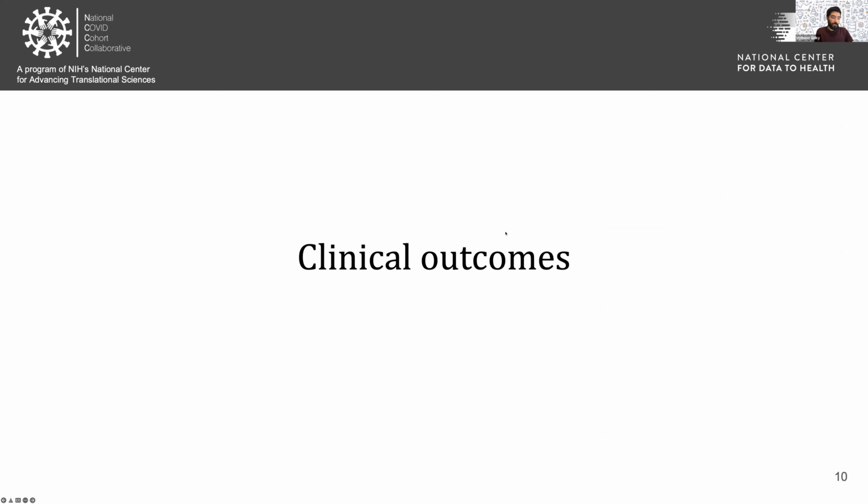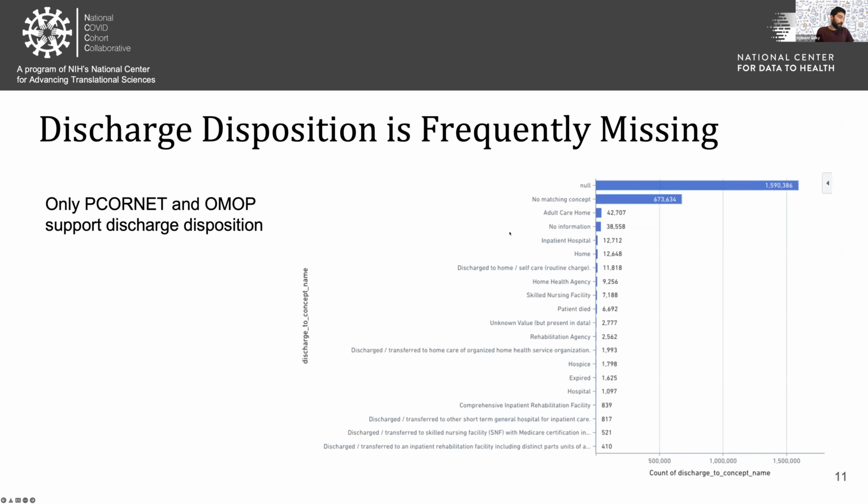Now, on the clinical outcome side, one very common thing that we see in studies looking at treatments for COVID-19 are composite outcomes. So, for example, you might have in-hospital mortality or discharge to hospice. But then, unfortunately, discharge disposition is frequently missing. As you can see here, the overwhelming majority of cases, at least in our investigation, were null or no matching concept, which are kind of the same thing. And discharge to hospice shows up down low here.